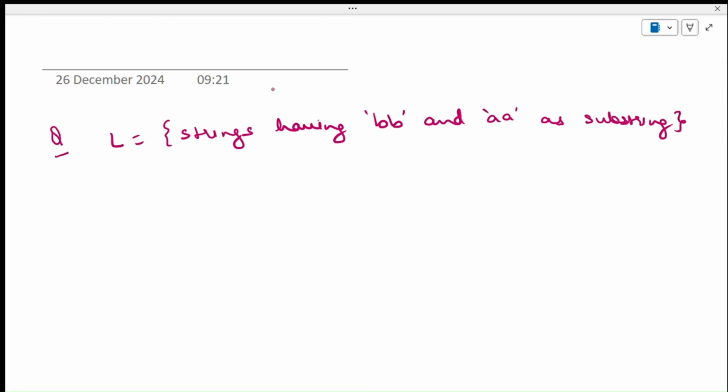So the regular expression for this language would be strings having double B and double A as substring. Both the double B and double A should appear in the string always. So what should be the cases here? We can have the first case, that is (A plus B) whole Kleene closure, double B, (A plus B) whole Kleene closure, followed by double A, (A plus B) whole Kleene closure.